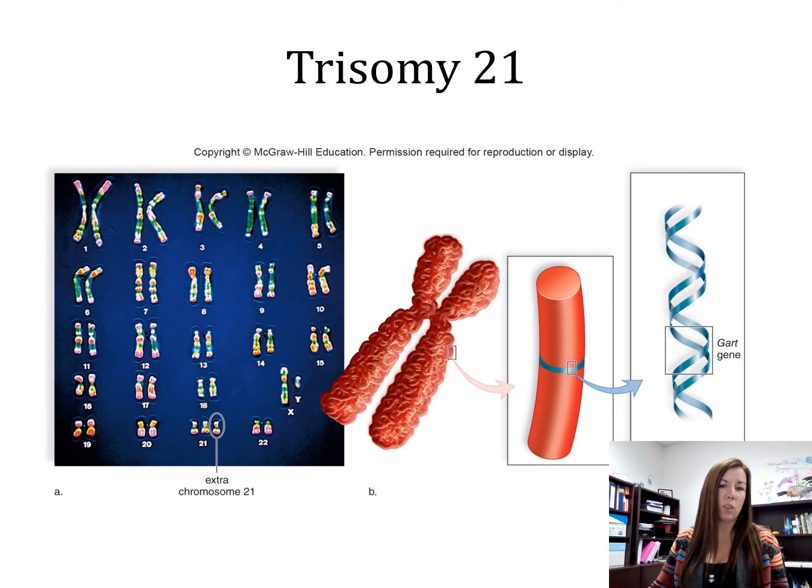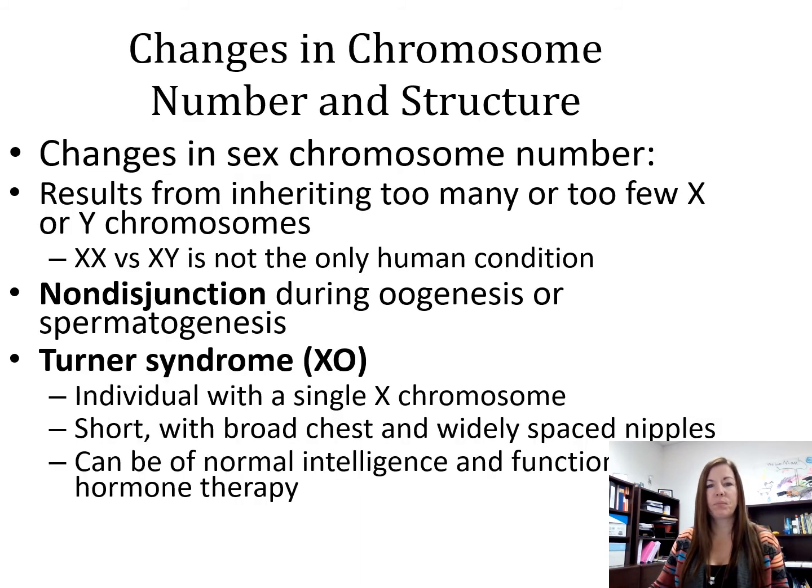And this shows you trisomy 21 and what it looks like. There can be issues when you see changes in the sex chromosome as well. So you can see issues when you get too many or too few X or Y chromosomes, because you can see non-disjunction during oogenesis or spermatogenesis as well.